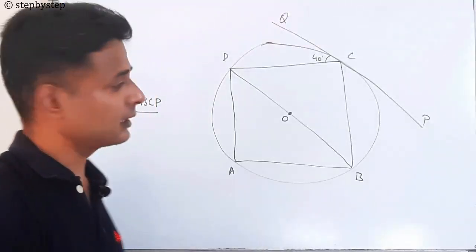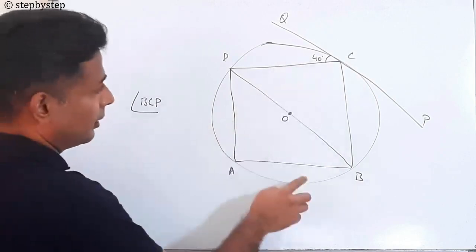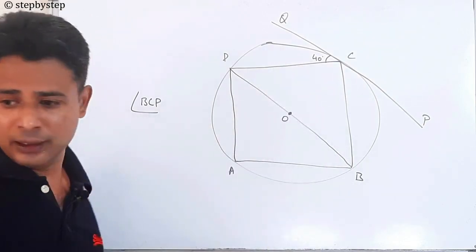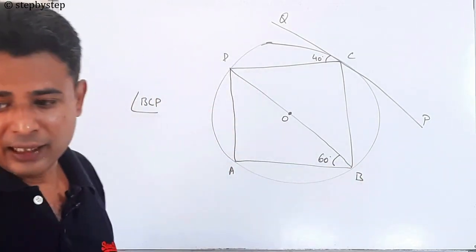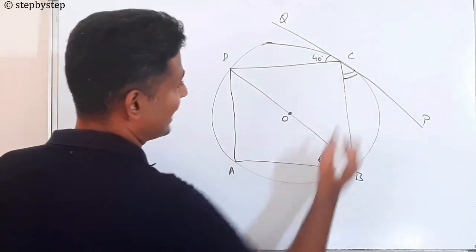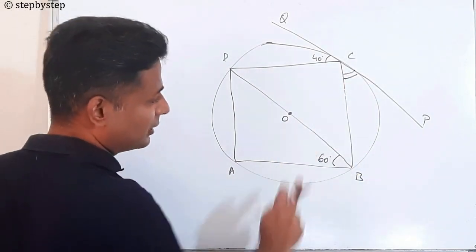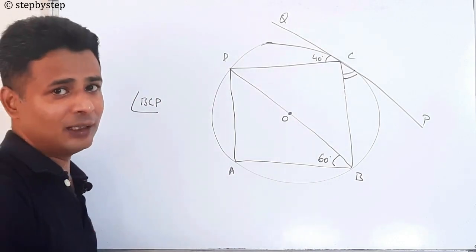The second question in circles, they have given you this figure and they have given this as 40 degrees and one more angle, that is this is 60 degrees. And they have asked you to find angle BCP, that is you have to find this angle. Now guys, this angle is of no use. They have simply given it. This is a very easy problem. You can solve it in a minute.